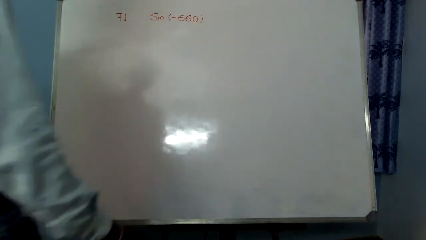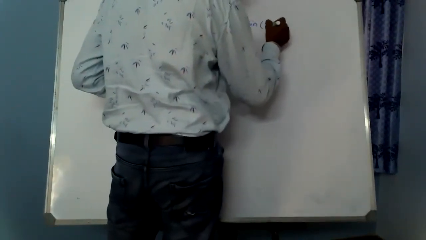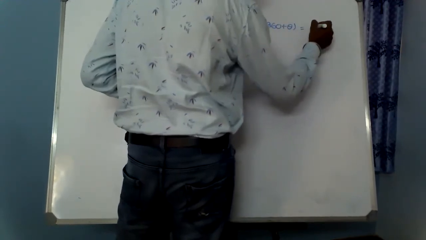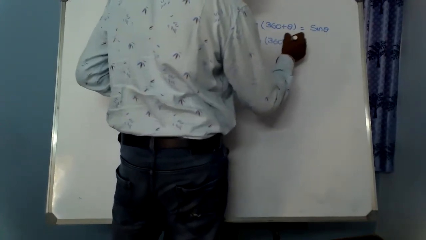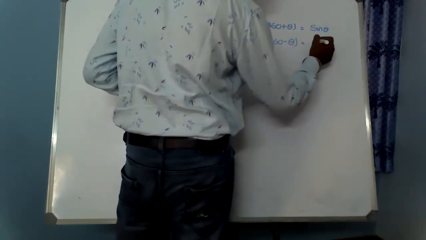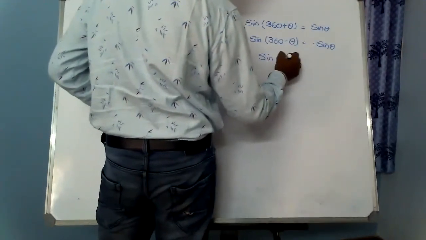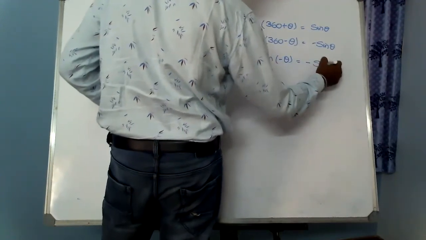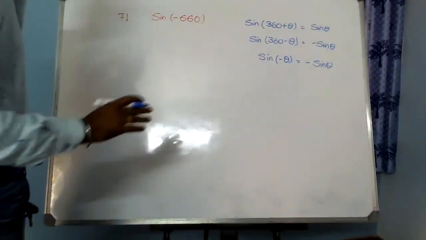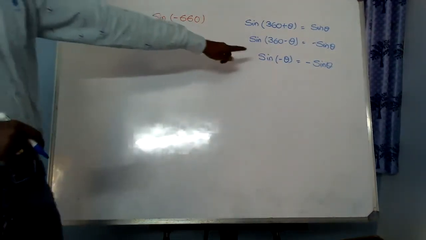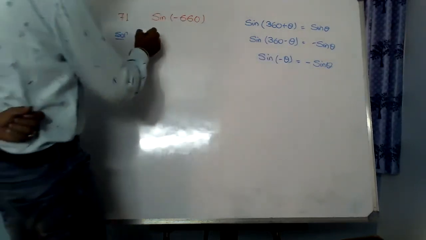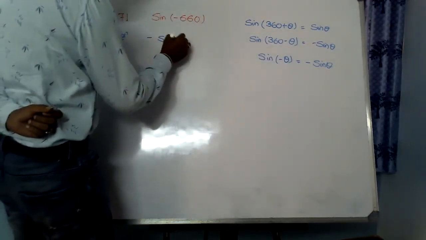Now you already know that sine 360 plus theta is sine theta itself. And you might also be knowing sine 360 minus theta is minus sine theta. And you might also be knowing sine minus theta is minus sine theta. So these things we'll use one by one. How do we use it? Let's see. I'll write it's sine minus theta, so I'll use this one and I can write minus sine theta. So I'll write it as minus sine 660.